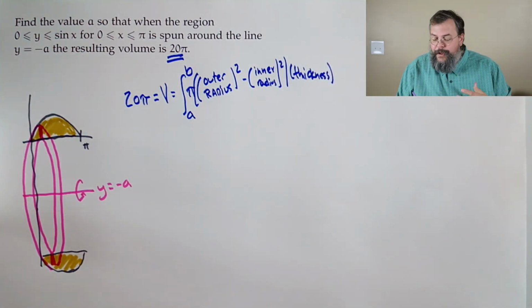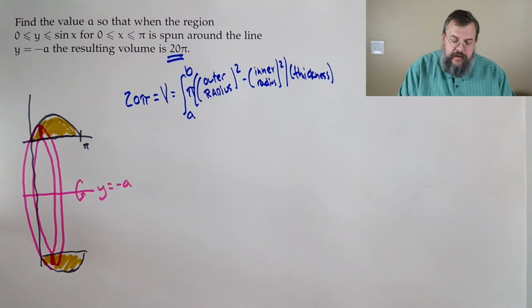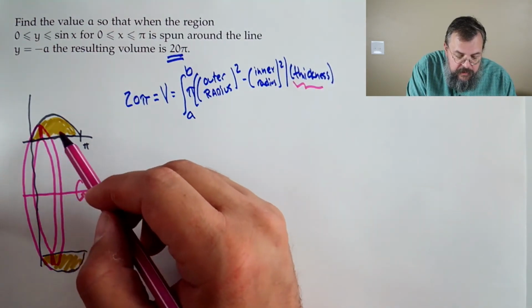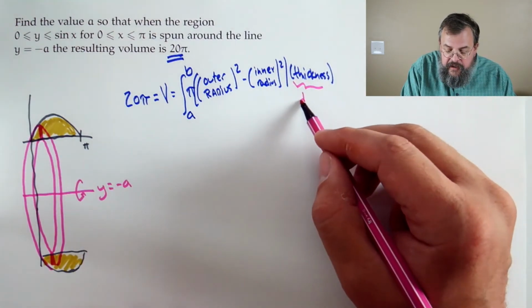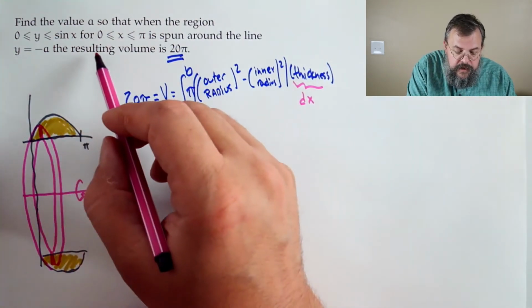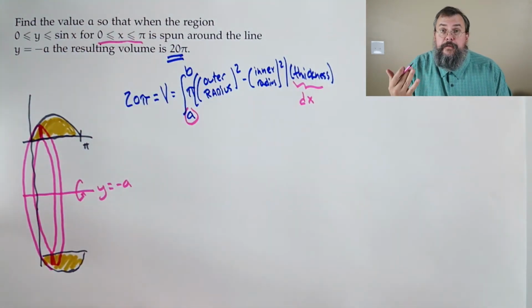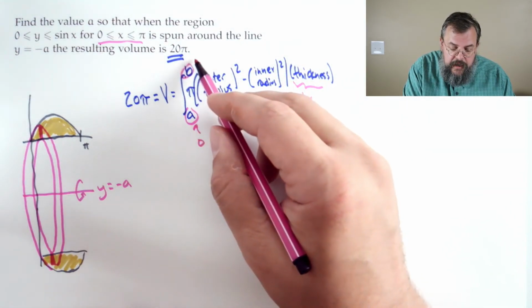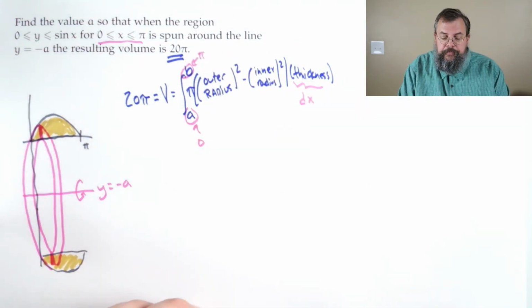Okay, so let's go through and assign our little pieces here. A lot of these aren't so bad. We know the thickness. We can see that. We're taking slices here as we go. X goes from 0 to pi, so our thickness is our dx. Our start and stop, well, we're told what happens with x. We go from 0 to pi. So we're going from 0 up to pi. All right, so there's our start and stop.